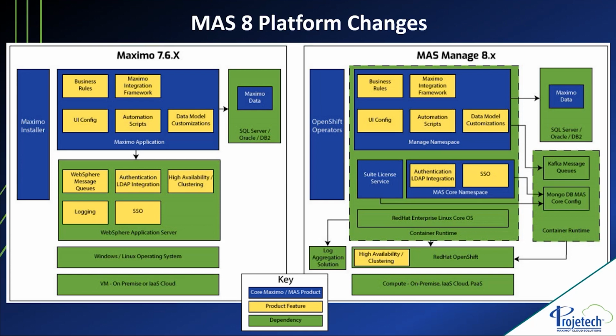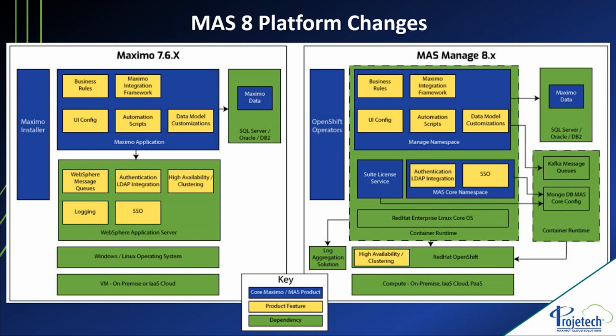That's where you're clustering your application servers. That's where you're setting up your web server tie-in, so your IIS or your IHS or ODR, or whatever you're using for that component. It's where you're setting up your authentication if you're using LDAP or SAML, and letting those users flow through there. Message queues, logging, all of that's happening at that web server level. A lot of that is getting moved over into the platform, the container runtime that is OpenShift from MAS 8.